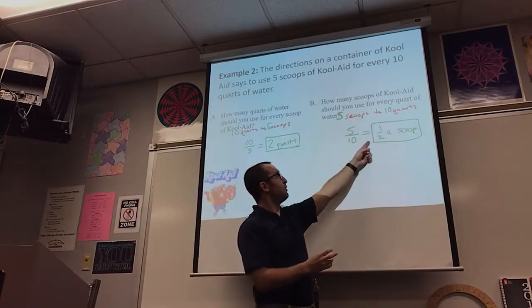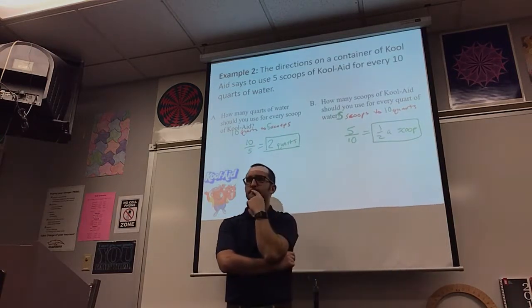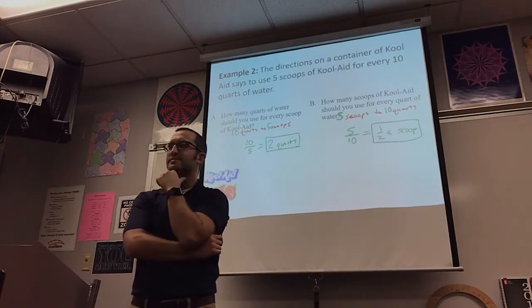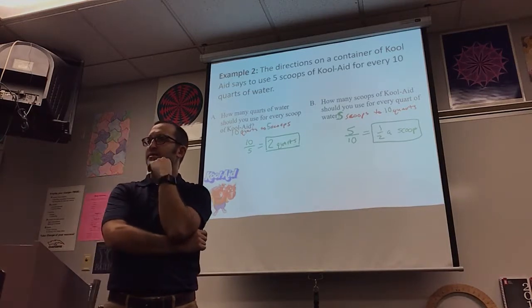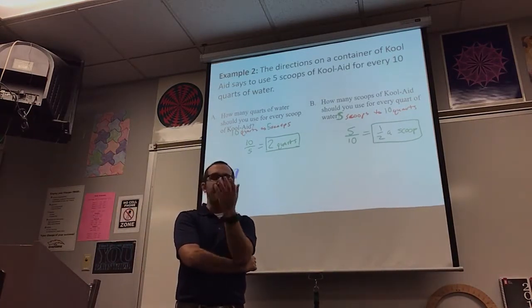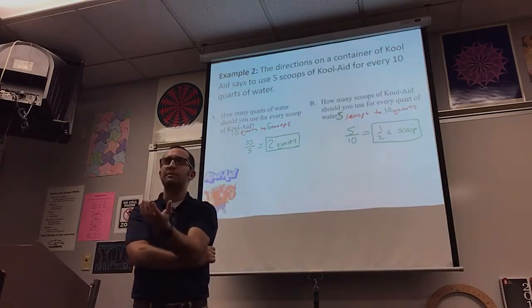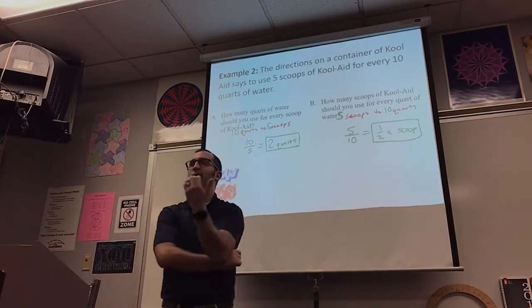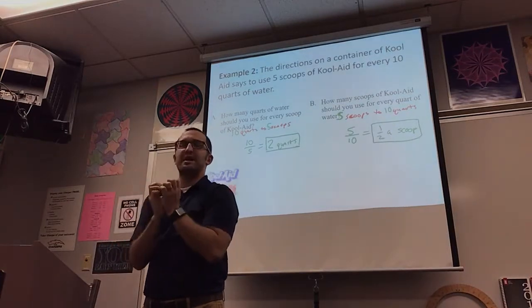How would figuring this out be helpful? Because then you know how much you need for that many quarts. You can do that 2 more times, or 5 more times, or 7 more times, or 23 more times. So where does a unit rate help us? Well, it helps us get a baseline for our problem.